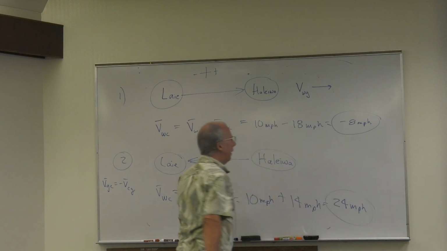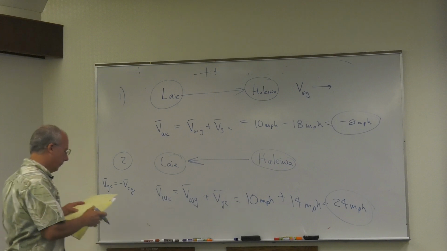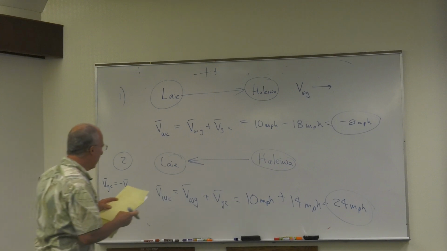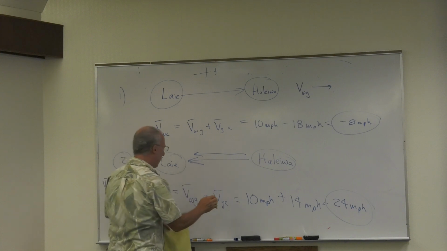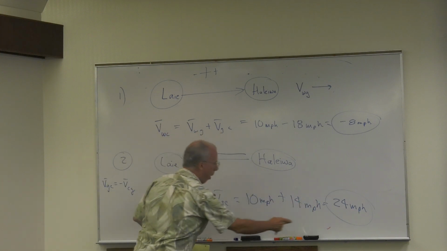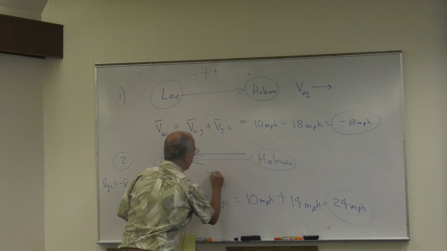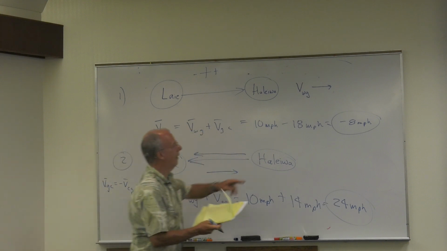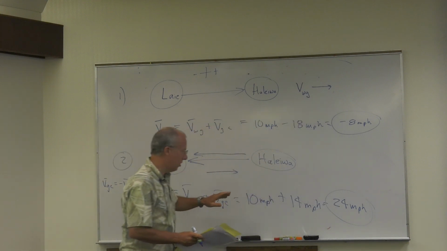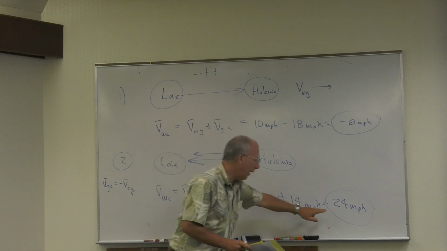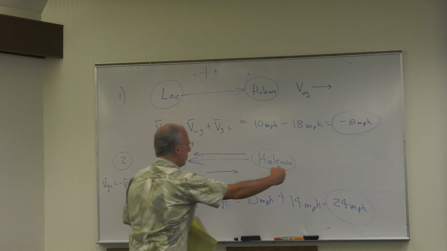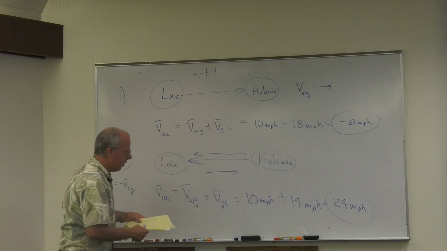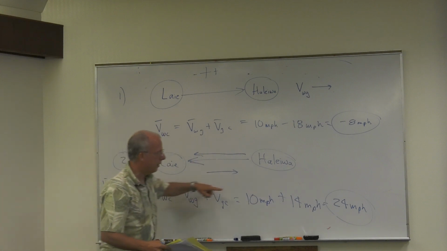Okay. Now, but wait a second. Remember, the cyclist is going this direction, right? The wind, this is a positive, so the wind is going this direction. But what I'm saying is, to the cyclist, the wind is going 24 miles an hour, right? The cyclist is going this way. It seems to the cyclist that the wind is going 24 miles an hour that way.